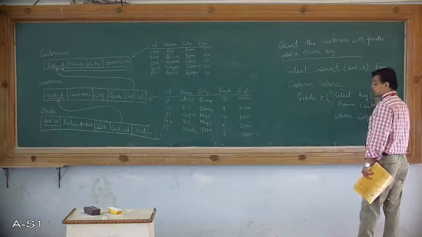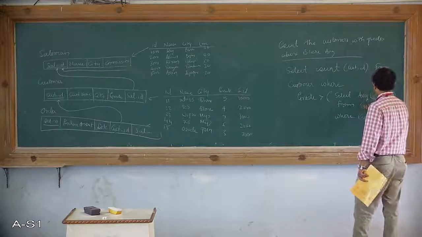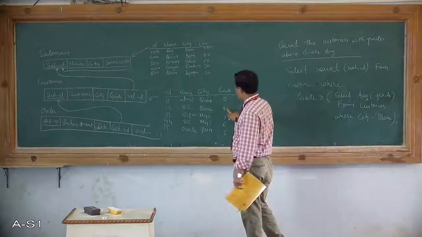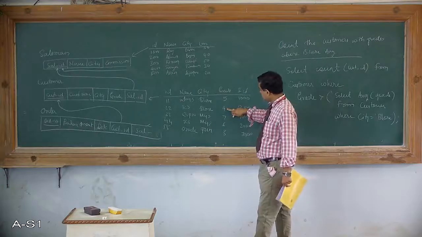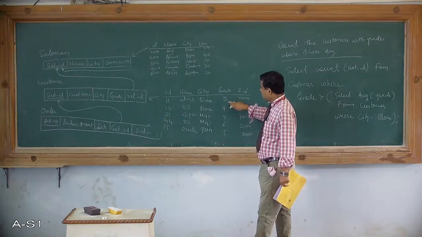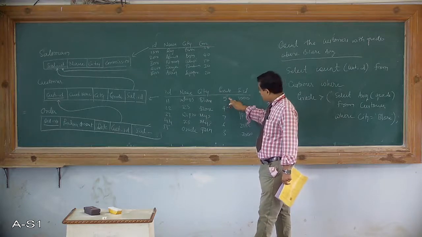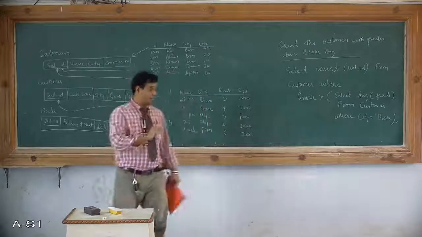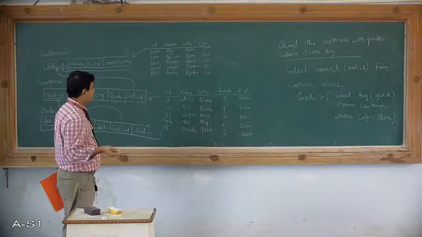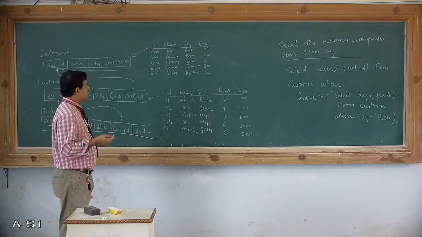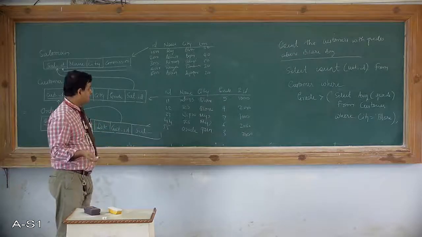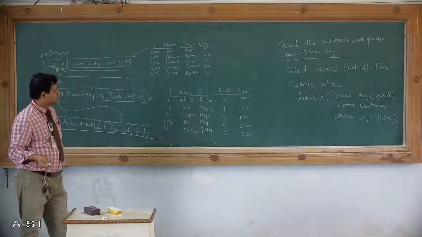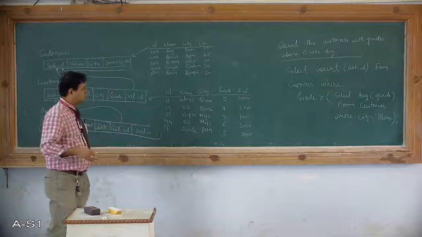So let us see what this query will give us. Select average grade from customer where city is Bangalore. There are two customers, with grades 5 and 4. So what is the average of 5 and 4? It is 9 divided by 2, so it is 4.5. If it is 4.5, it will be rounded off, so it will take 4. So the average is 4 now.